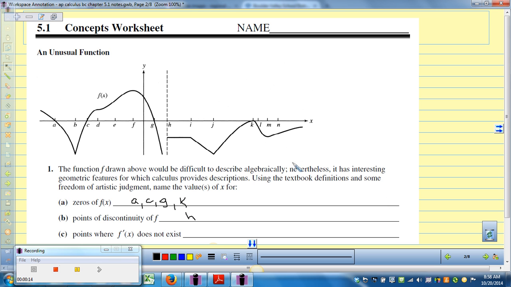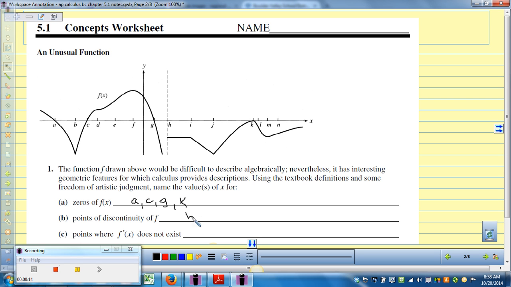All right. Points where F prime does not exist. So what are we looking for if we want to know where F prime does not exist? James? Corner? Cusp? Jump? Other discontinuities. I like an asymptote.